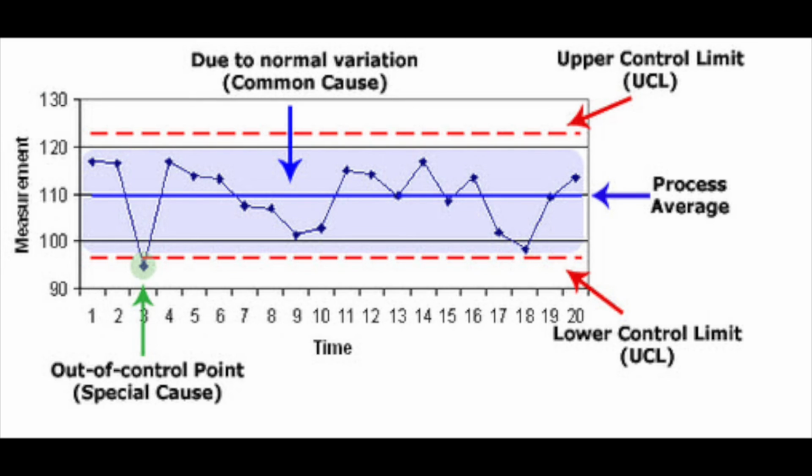Control charts are statistical tools used to monitor process performance over time. They help organizations distinguish between common cause variation and special cause variation. By plotting data points on a control chart and applying statistical control limits, organizations can detect deviations from the norm, identify trends or patterns, and take corrective action to maintain process stability and consistency.